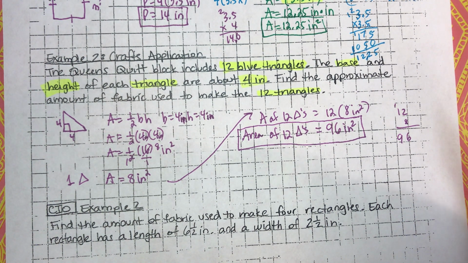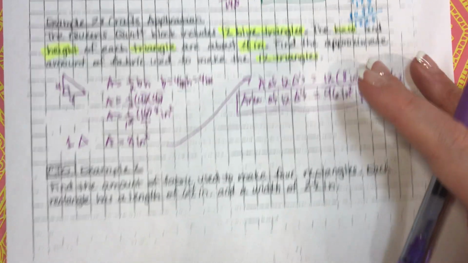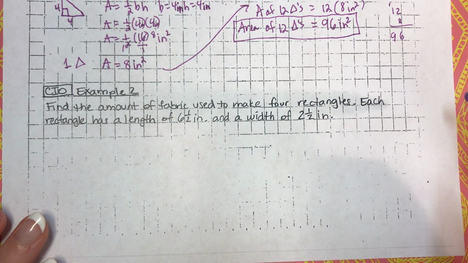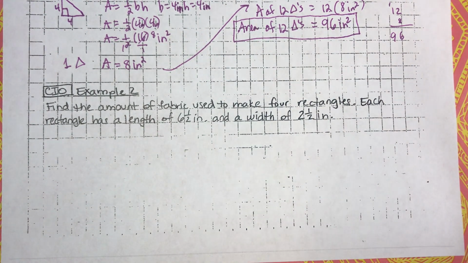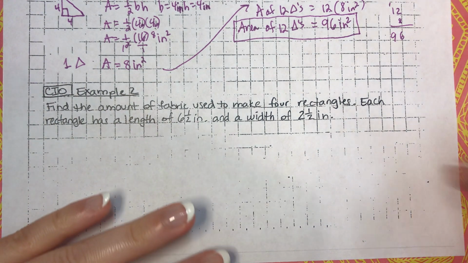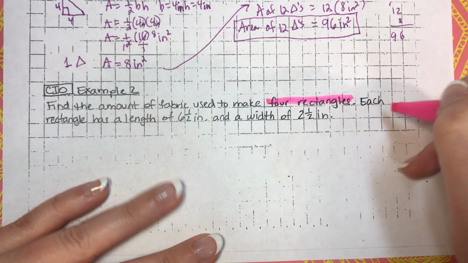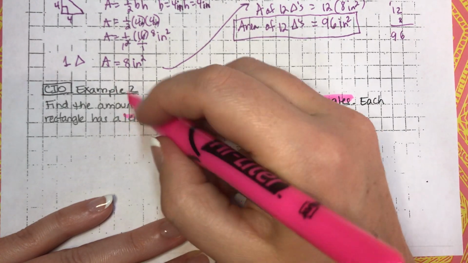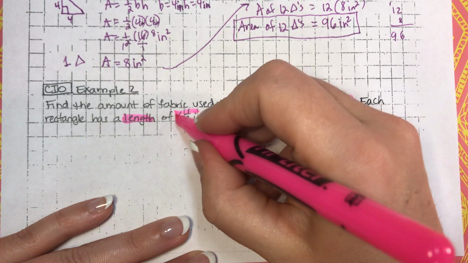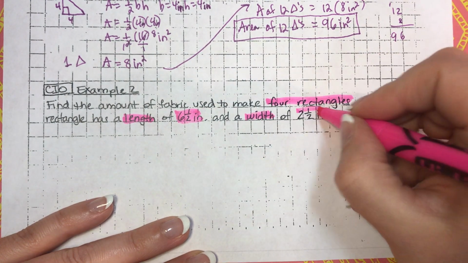All right, so let's look at checking out example 2. It says, find the amount of fabric used to make 4 rectangles. Each rectangle has a length of 6.5 inches and a width of 2.5 inches. So, amount of fabric, we know that to make 4 rectangles, we're dealing with area. We're making 4 rectangles this time, and it says that the length is 6.5 and the width is 2.5.